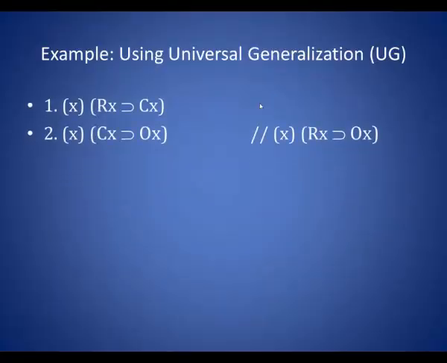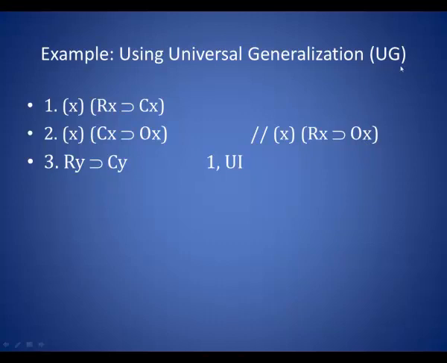So let's take a look at it. Here's our argument again. On line 3, what I'm going to do is universally instantiate line 1. That allows me to remove the quantifier on line 1, and then I replace all bound variables with a like variable or constant. In this case, I'm going to do it with a variable because remember, my conclusion says for all x, Rx implies Ox.